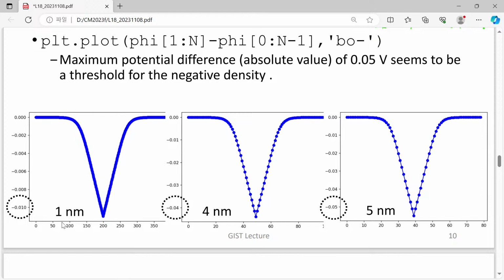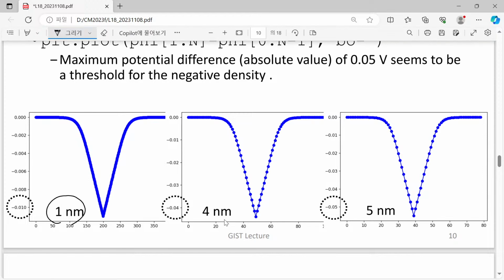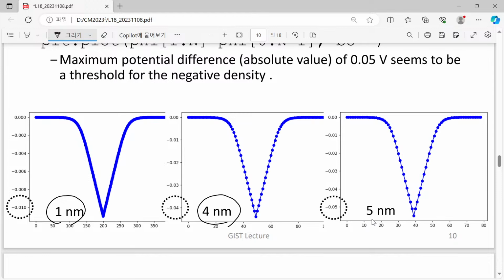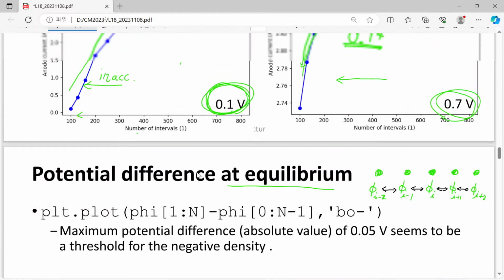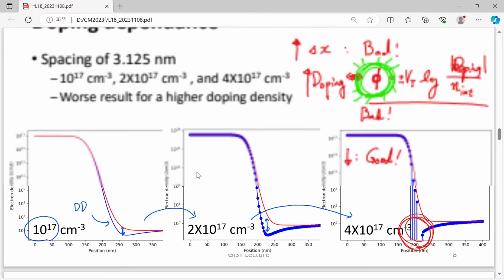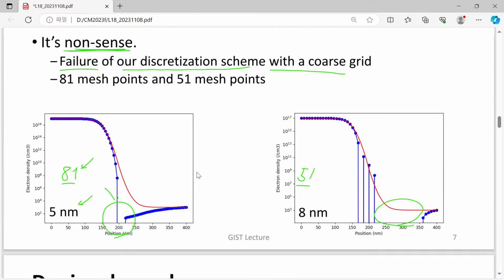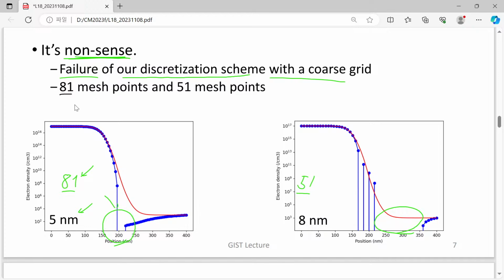And here we have spacing of 1 nanometer, 4 nanometer, and 5 nanometer. What was your expectation, your observation? In this case, it was good. The simulation quality was good. 4 nanometer corresponds to 81 points. Then let's come back to our 81 case. Yes, this is the 81 case. This is 5 nanometer. We already have negative density.